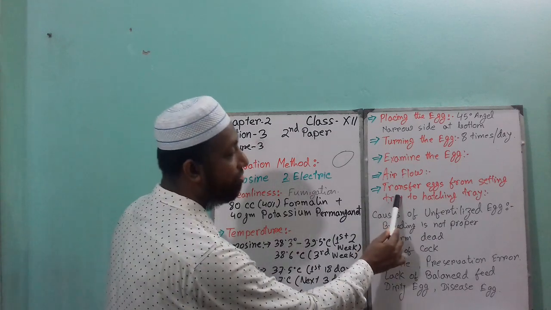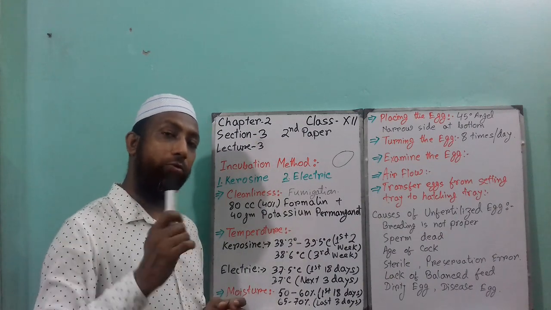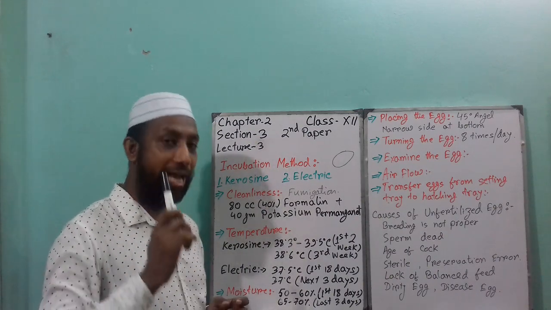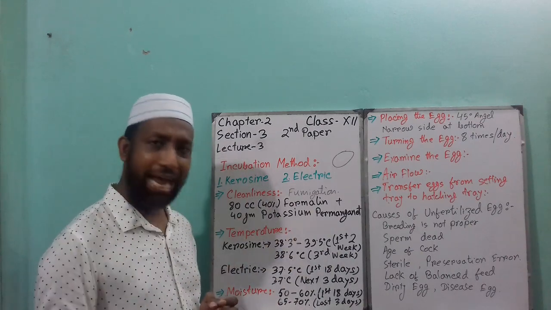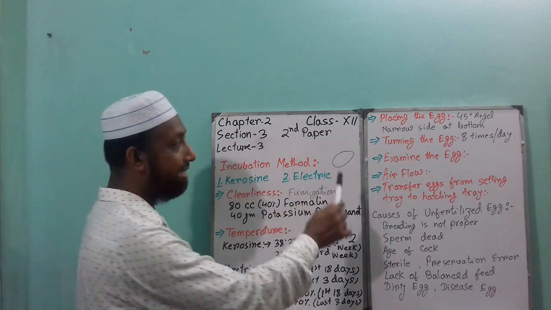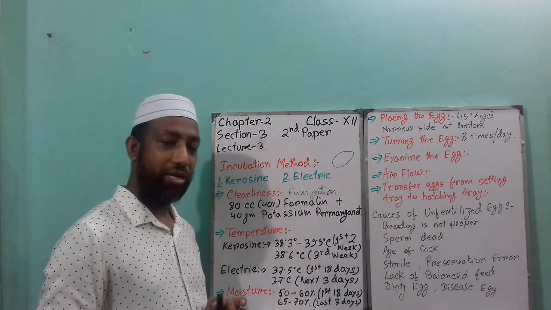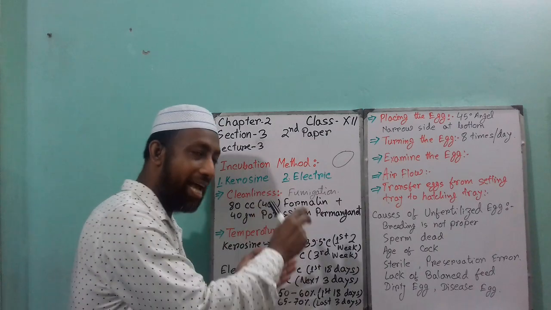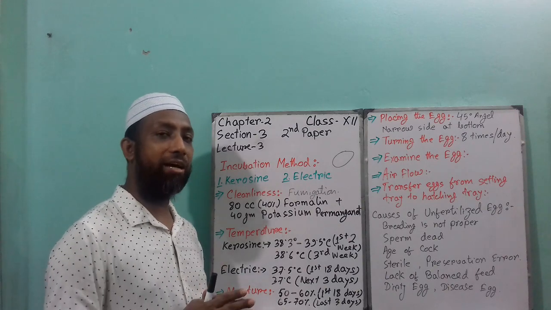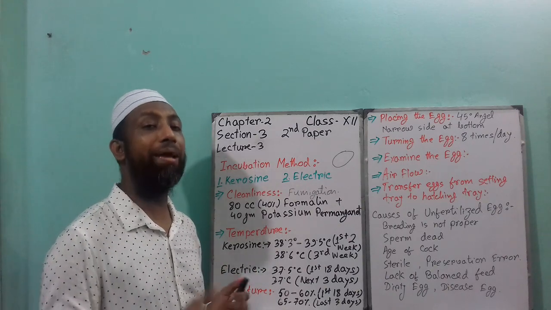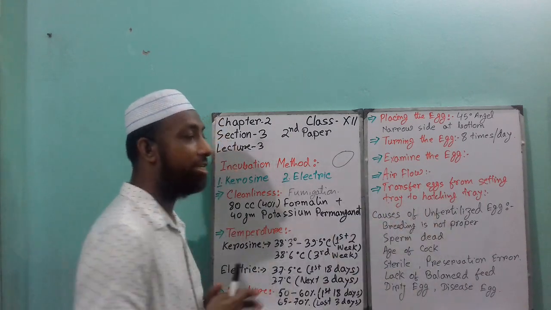Next point is transfer of eggs from the setting tray to the hatching tray. We know that we need 21 days. After 18 or 19 days, the tray where the egg is placed is called the setting tray. After that, the egg moves on to the next tray, which is called the hatching tray. After 20 days, the egg will be hatched on that tray. That is called hatching, the transfer of eggs from the setting tray to the hatching tray.